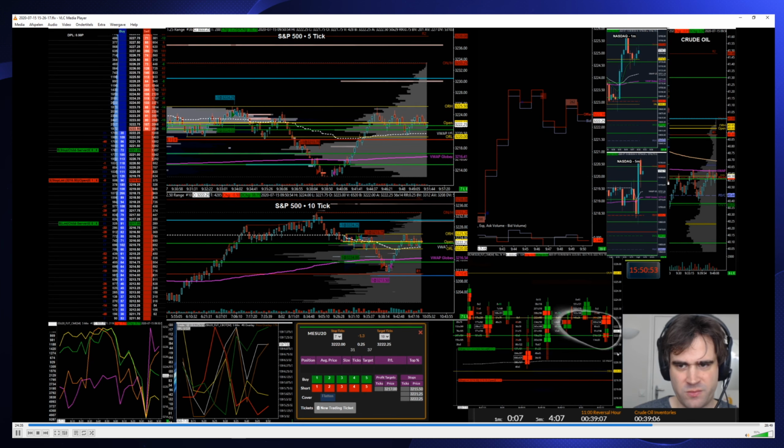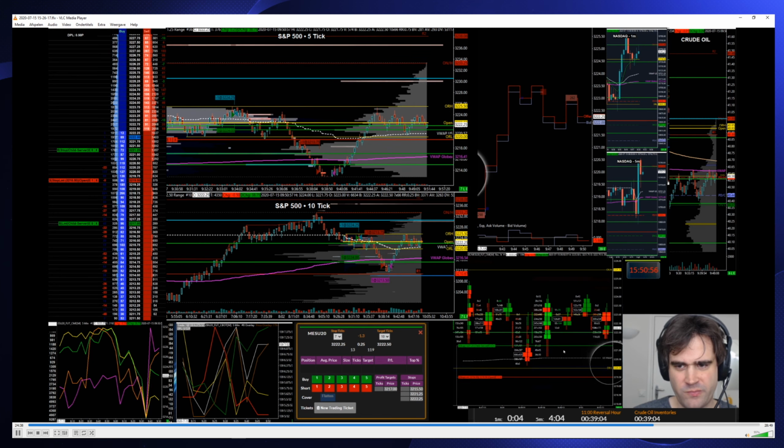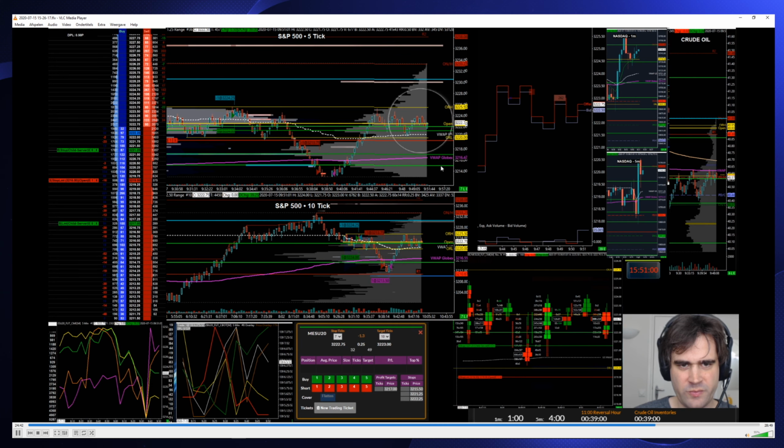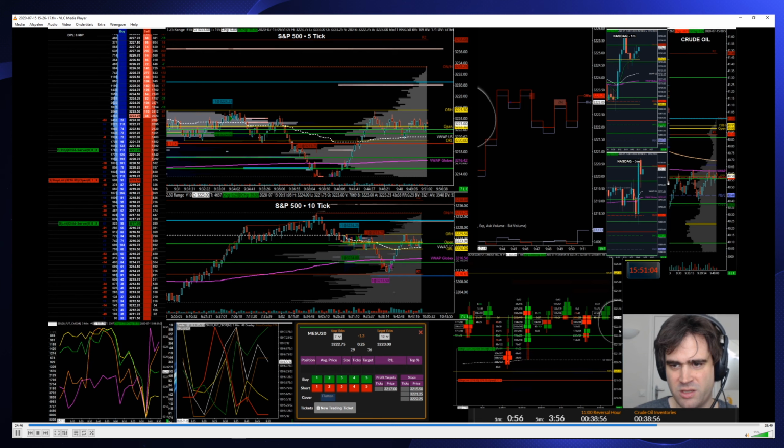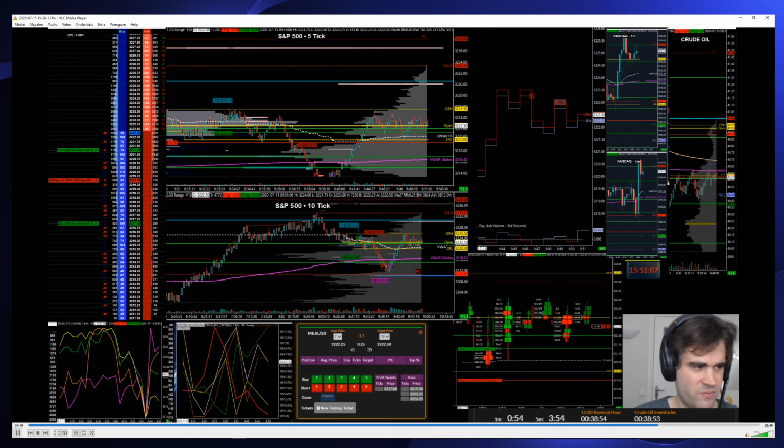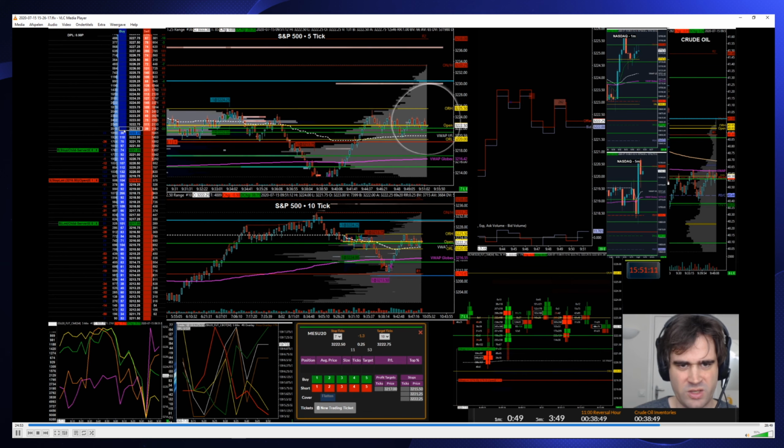So my short is still waiting with the stop order. It is holding though, right? That's so interesting. 22.50 for a long. How are we gonna do that? It's still not making new highs.